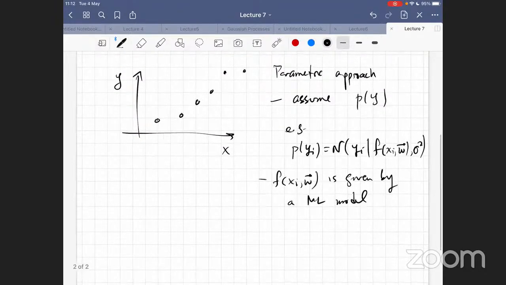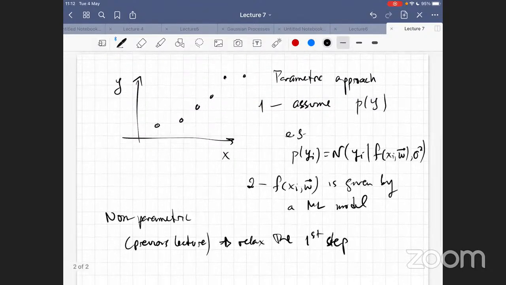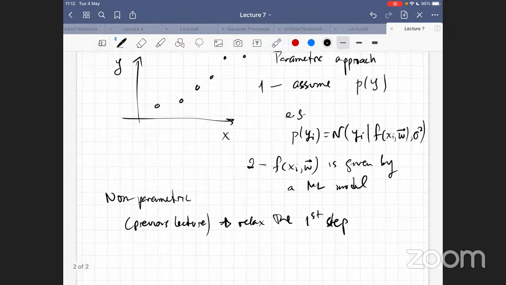In the non-parametric approach, either one of these steps is relaxed. In the previous lecture, we relaxed the first step, and then we got either nearest neighbors or kernel models. And today, we are relaxing the second step.